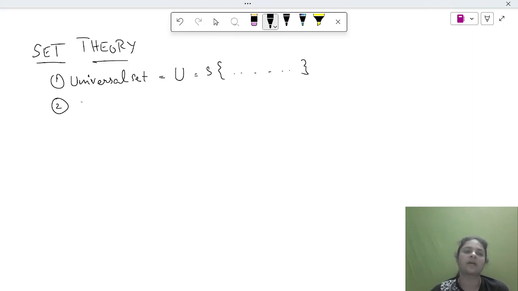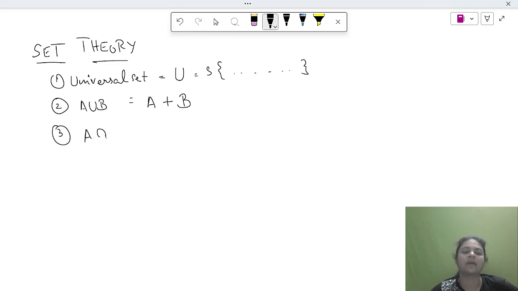Next, what is the union of a set? Where we are combining the two sets by removing duplicates of the common values. It is nothing but set A plus set B.